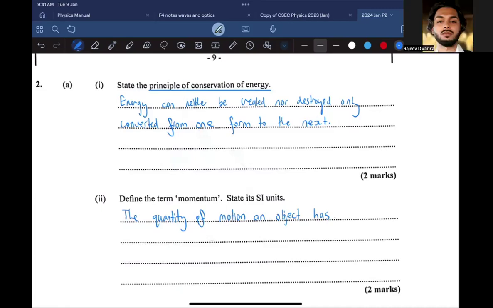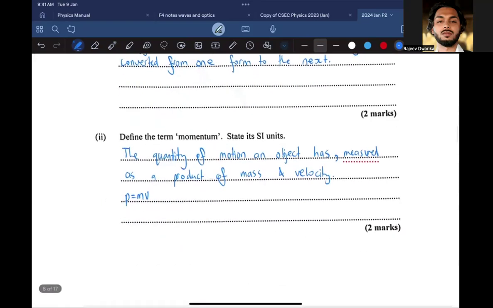And how do we get momentum, right? Momentum is measured as a product of mass and velocity. So momentum P is given by mass times velocity. And if you want to figure out the SI units, it's quite simple.